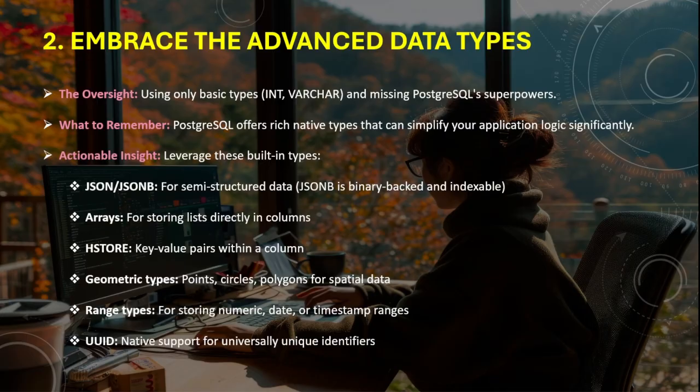You have JSONB for storing and querying structured JSON data with full indexing support, and you have arrays for storing lists directly in a column. Other than this, there is HStore for key value pairs storage, and even native UUID and geometric types for their own requirements. Using these can eliminate the need for complex joins or separate NoSQL stores for many use cases.